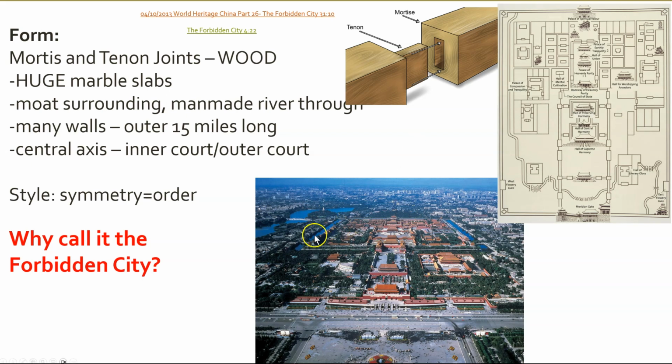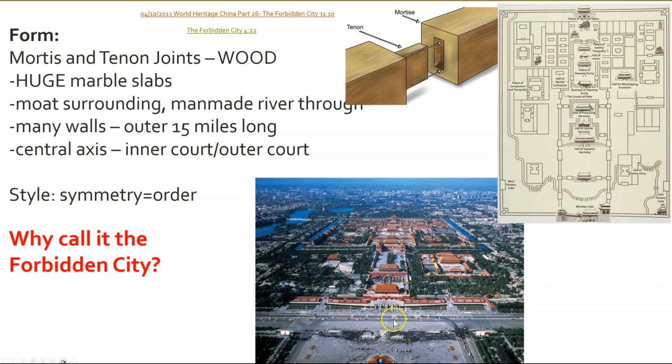Around the whole exterior, there's a moat. This acts as a focal point and also a protecting layer. And then there's also a man-made river throughout. You can see that with this curvy line, and all of these other pieces indicate bridges that would cross it. There are also many walls. The outermost is 15 miles long, so this is a very, very large place.